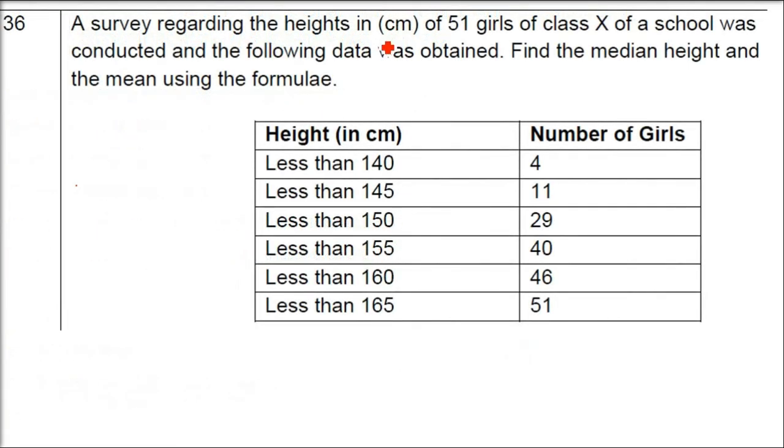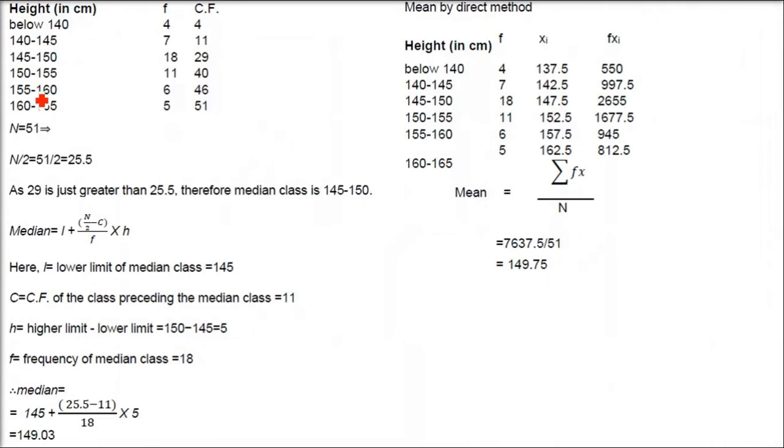This is a statistics question. A survey regarding the heights of 51 girls of class 10 of a school was conducted and the following data was obtained. Find the median height and the mean using the formula. So what do we do here? Median and mean are to be found out. So this is 160, 165. And 155 to 160, we can write like this. And this will be less than 140. So first let us give it in intervals: below 140, 140 to 145, like this, till 160 to 165.